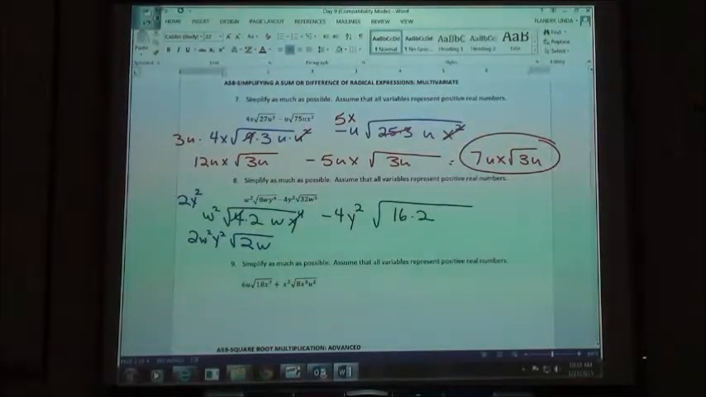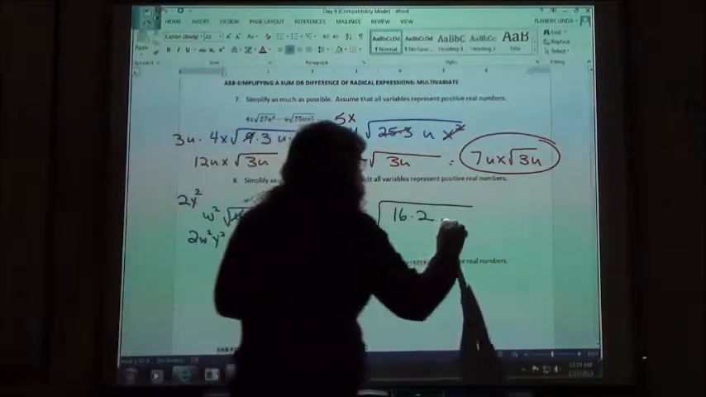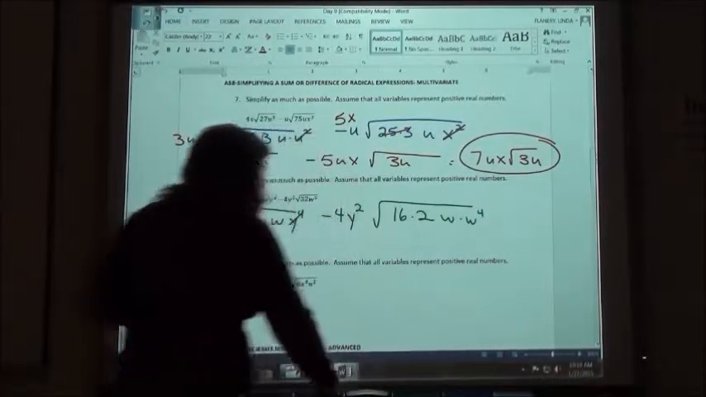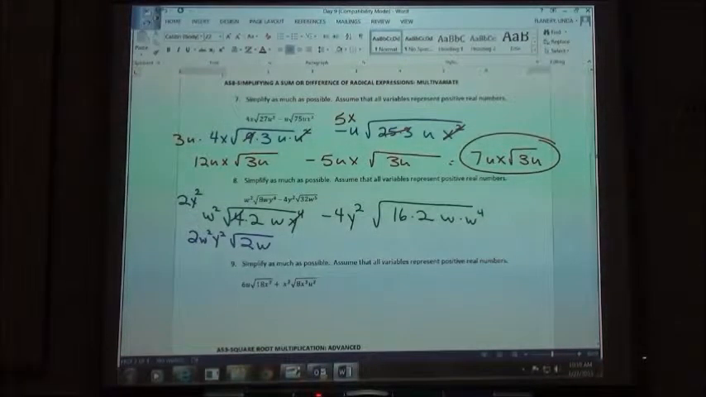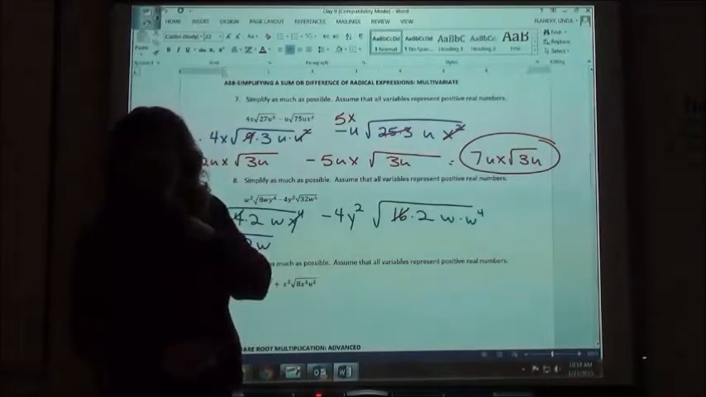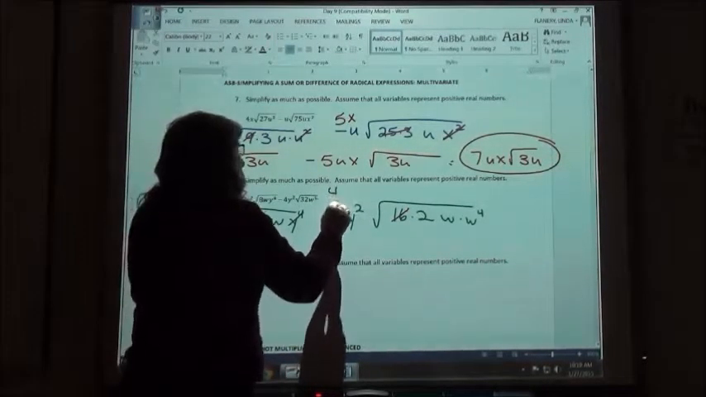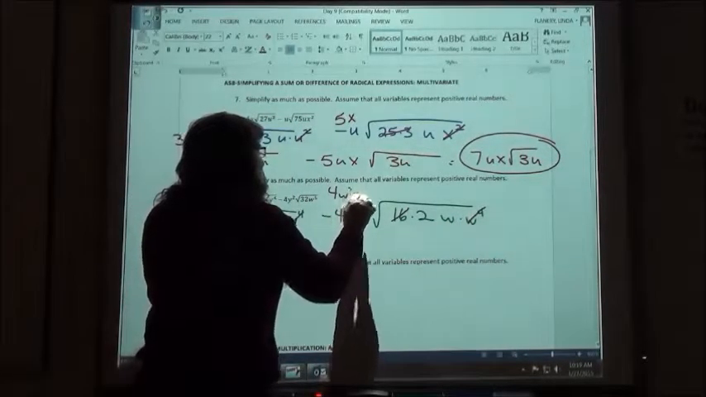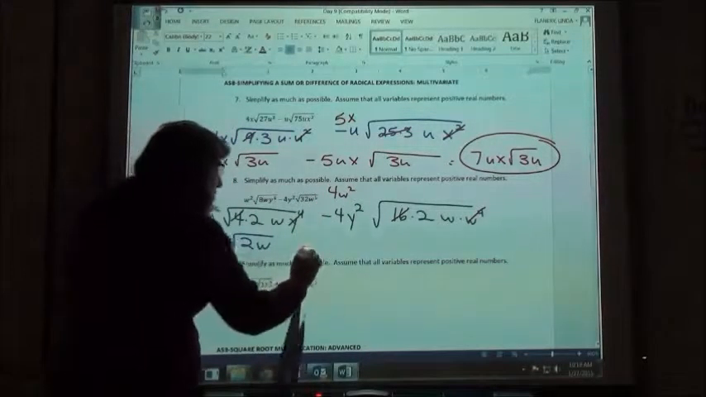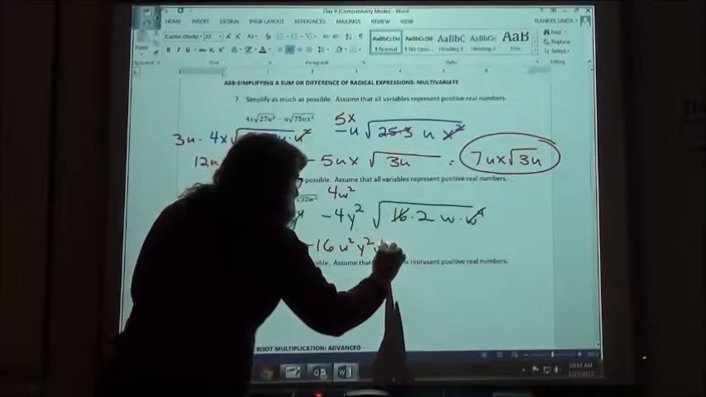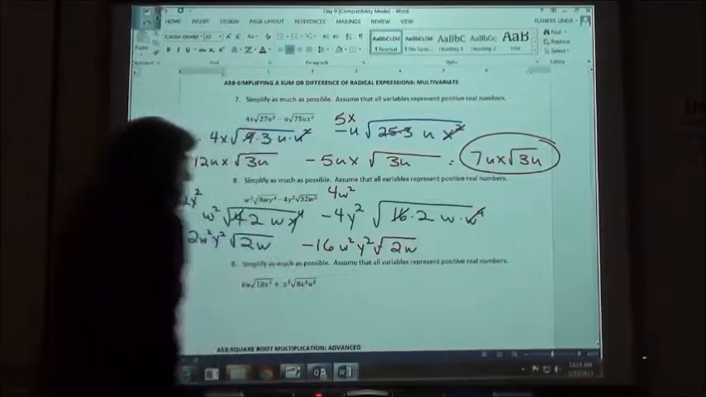What am I going to do? W, and another w to the fourth. So I can take out my square roots. The square root of 16 is 4. The square root of w to the fourth is w squared. So I have 4 times negative 4, which is negative 16 w squared, y squared, square root of 2w.